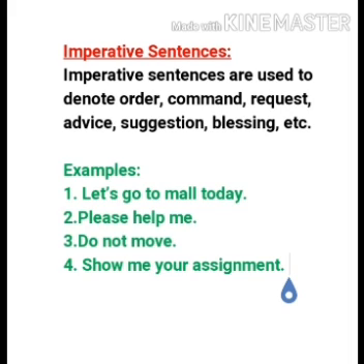यहाँ क्या हमें फील हो रहा है? यहाँ फील हो रहा है कि ये कोई ऑर्डर है या कमांड है. The fourth example is show me your assignment. तो ये क्लियर है कि ये क्या है? ये एक ऑर्डर है. तो ऐसे सेंटेंसेस जिसमें हमें ऑर्डर, रिक्वेस्ट, कमांड, एडवाइस, सजेशन या ब्लेसिंग्स दिखती हों या फील होती हों, तो उनको हम क्या कहते हैं? इंपरेटिव सेंटेंसेस कहते हैं.